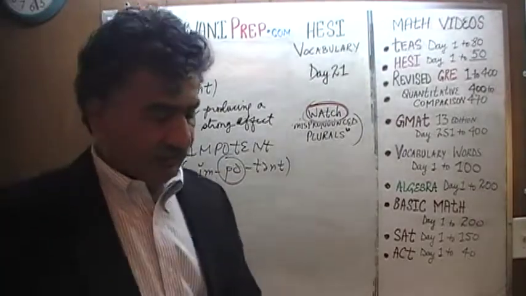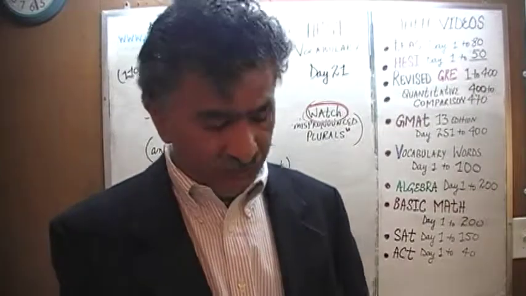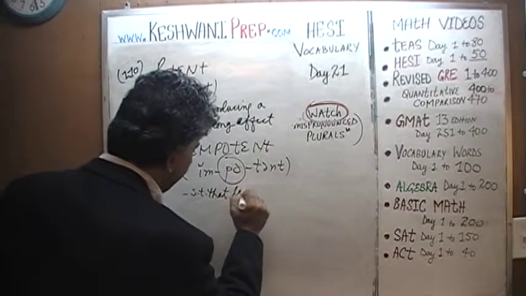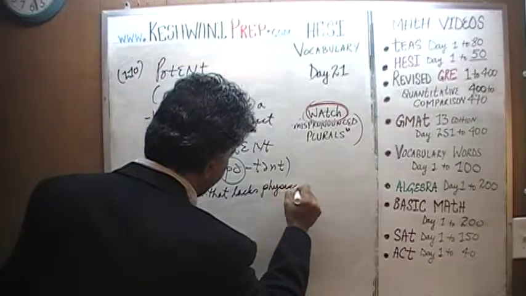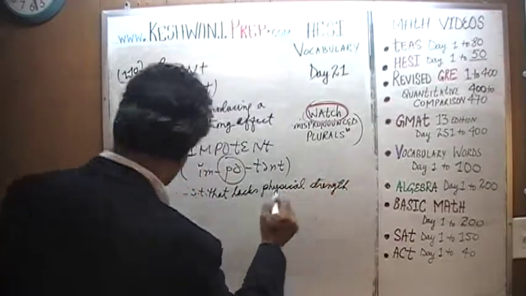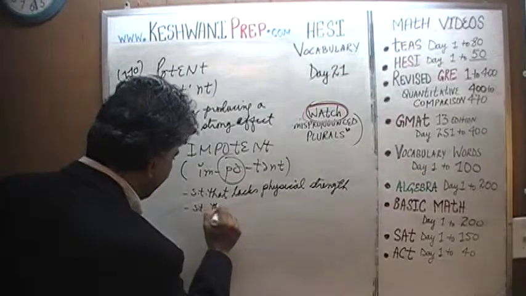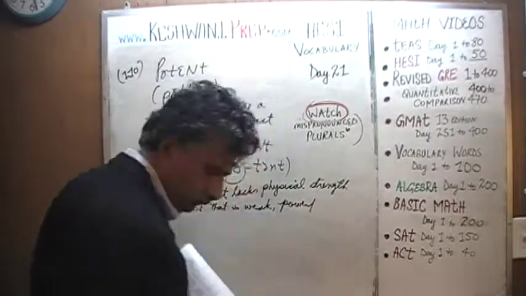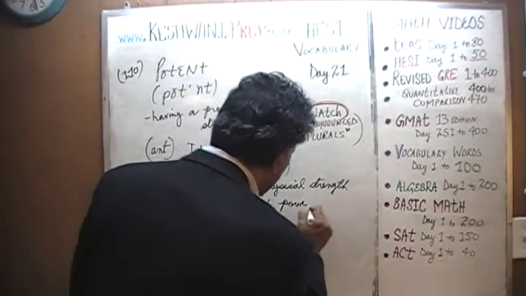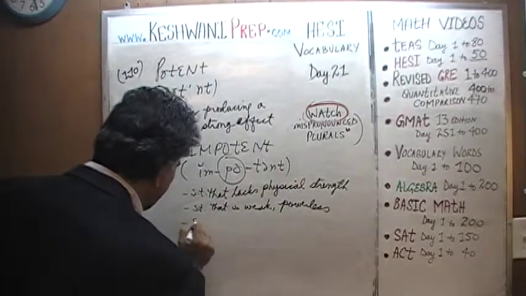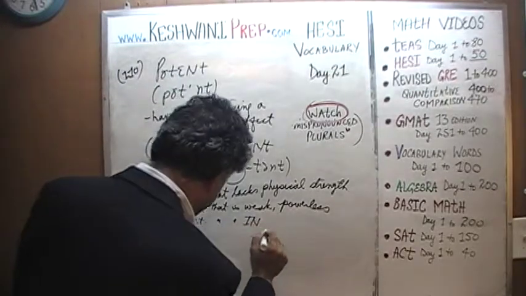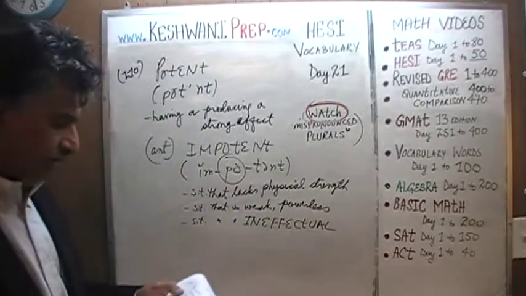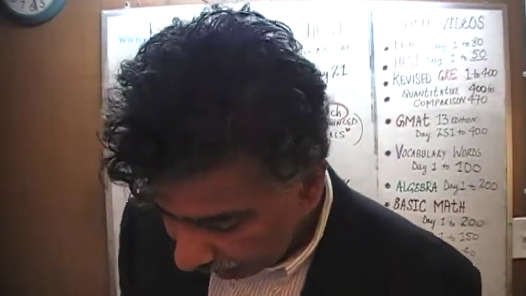What does it mean when you describe something as being impotent? It's simply the opposite: it lacks physical strength. Something that lacks physical strength. Something that is weak, or powerless. Something that is powerless, something that is ineffectual. It has one more meaning.